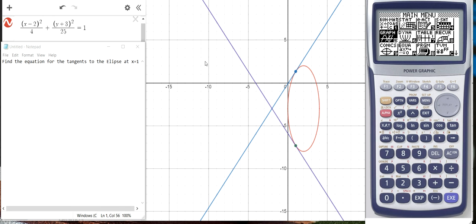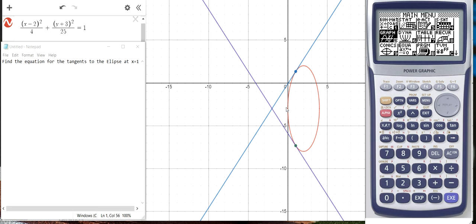This is a video on how to get the equations of the tangents to an ellipse. We've got this ellipse here, which we started off with the equation of, and that's this one here, which tells us that the center is at 2, -3. So that's the center here. X is 2, y is -3.